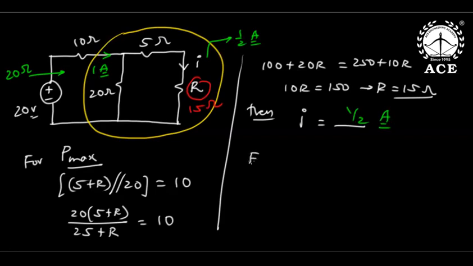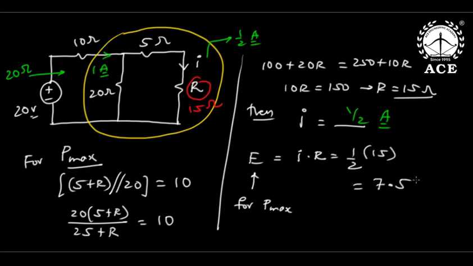Then E is I into R for Pmax. Now if you substitute, I is half, R is 15. So overall it is 7.5 volts. 7.5. Answer. Same answer we got now, sir, even in maximum power transfer. You check it.